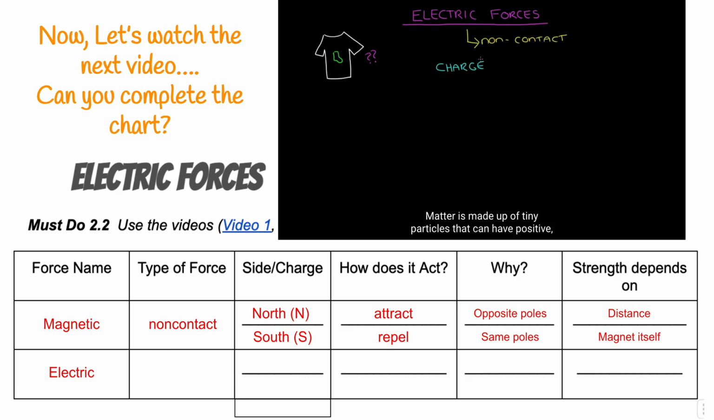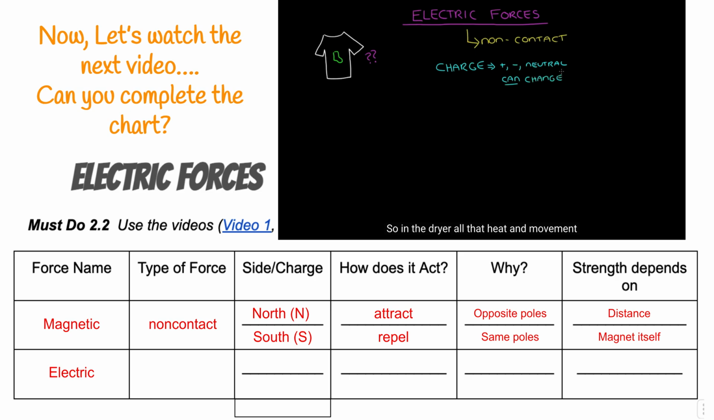Matter is made up of tiny particles that can have positive, negative, or neutral charge. Neutral just means that the electric charge is zero, not positive or negative. When you add up all these charges, most objects tend to have a net charge that is about neutral. Otherwise, we'd be attracted to all sorts of things, just like that sock. However, an object's charge can change.